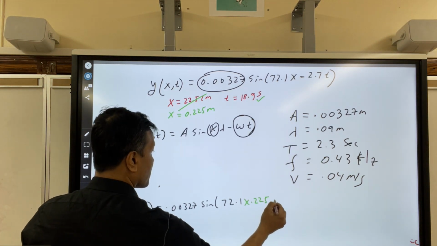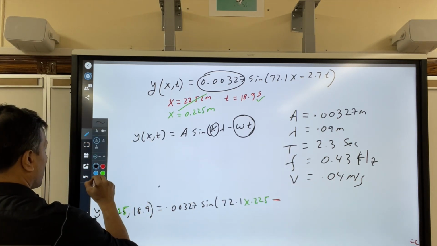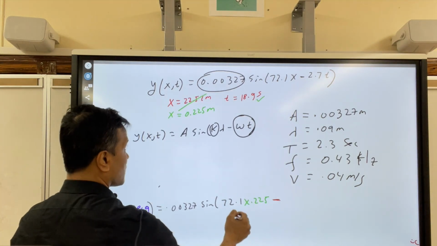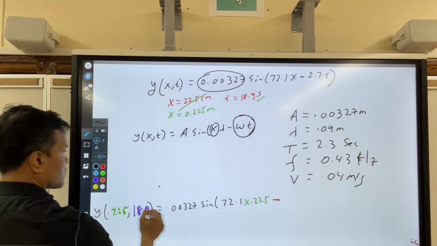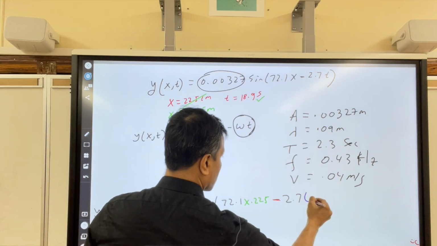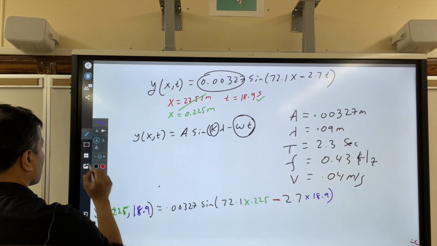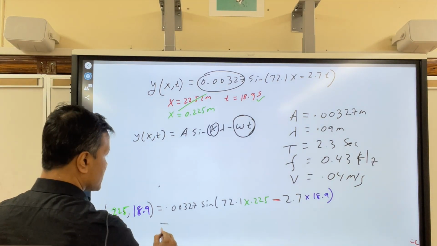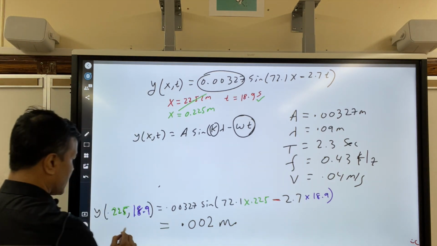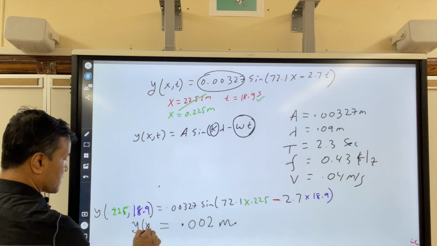Minus, I'm going to use a different color, maybe purple, so make this one purple: 2.7 times 18.9. Okay, so this is going to give you 0.002 meters. That would be the height at x comma t.